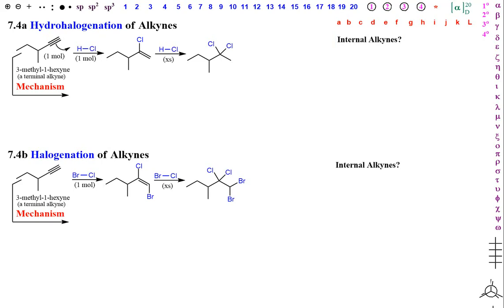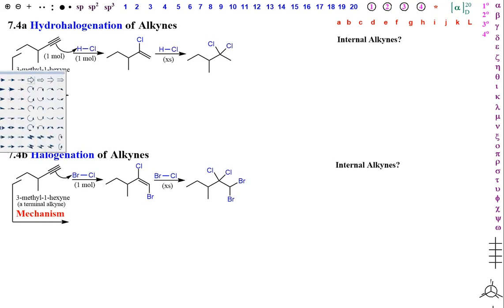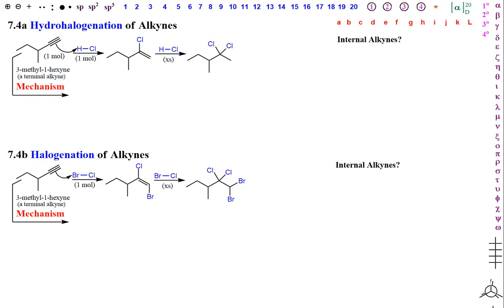Pi electrons attracted to the positive hydrogen. Pi electrons down here attracted to the more positive bromine. Sigma bond between H and the halogen breaks, makes a chloride. Sigma bond between the Br and the Cl breaks and makes a chloride. The main difference is down here, bromine has a lone pair that hydrogen doesn't, so we'll show that with an extra arrow here to make a triangular intermediate.